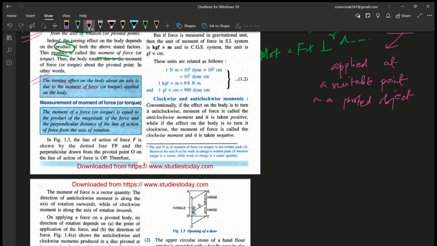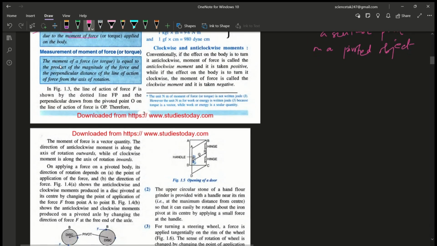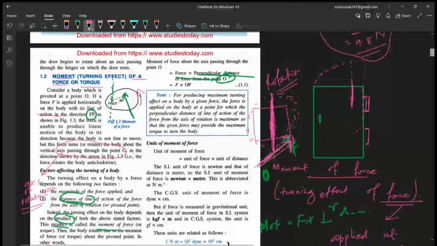Measurement of moment of force. How do you measure it? As we have already read above, it is the product of the magnitude of the force and the perpendicular distance of the line of action of force from the axis of rotation. So moment of force is force into perpendicular distance of the line of action of force from the axis of rotation, which is F into OP in the case of figure 1.3.